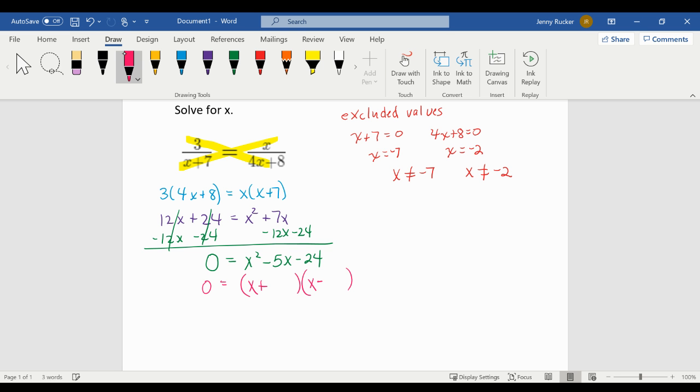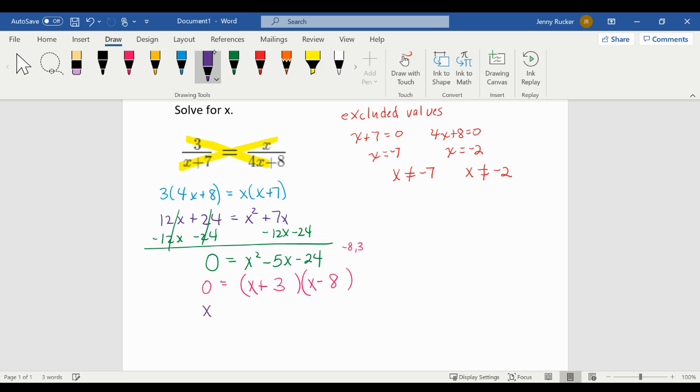Signs are going to be different. We need factors of 24 that can add to 5. So it looks like that would need to be 8 and 3, and the 8 should go with the minus in order to get to a negative 5. Now we'll use the zero product property.